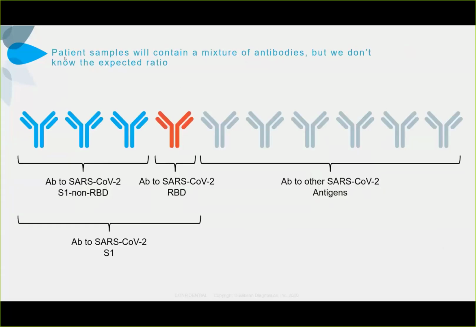We know that patient samples will contain a mixture of antibodies, but we don't know the exact ratio. So we expect that 1 in every 4 antibodies specific to the S1 will actually bind to the RBD, limiting the number of antibodies and perhaps increasing the specificity. A lot more antibodies that we may miss will be specific to nucleocapsid, envelope protein, or other epitopes on the SARS-CoV-2 virus. This is all in an effort to enable the capture and detection of neutralizing antibodies.